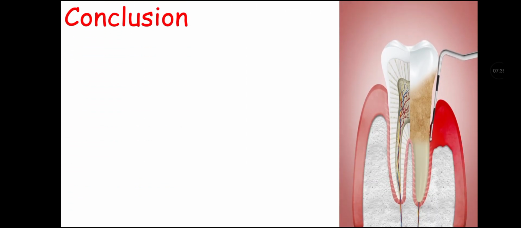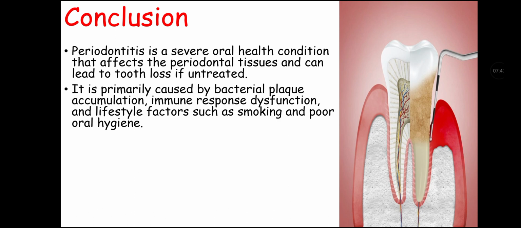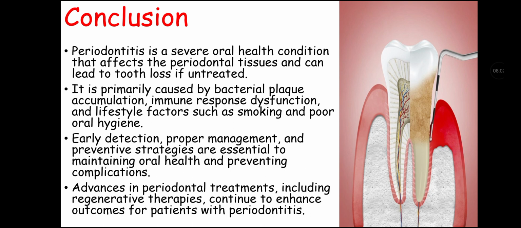Now let's talk about conclusion of this lecture video. Periodontitis is a severe oral health condition that affects the periodontal tissue and can lead to tooth loss if untreated. It is primarily caused by bacterial plaque accumulation, immune response dysfunction, and lifestyle factors such as smoking and poor oral hygiene. Early detection, proper management, and preventive strategies are essential to maintaining oral health and preventing complications. Advances in periodontal treatment, including regenerative therapies, continue to enhance outcomes for patients with periodontitis.